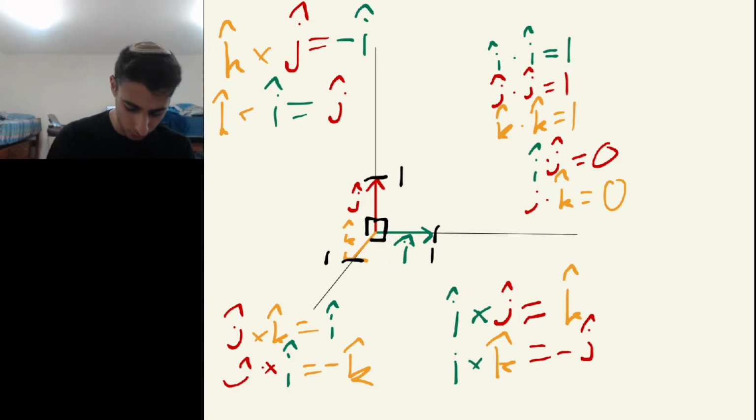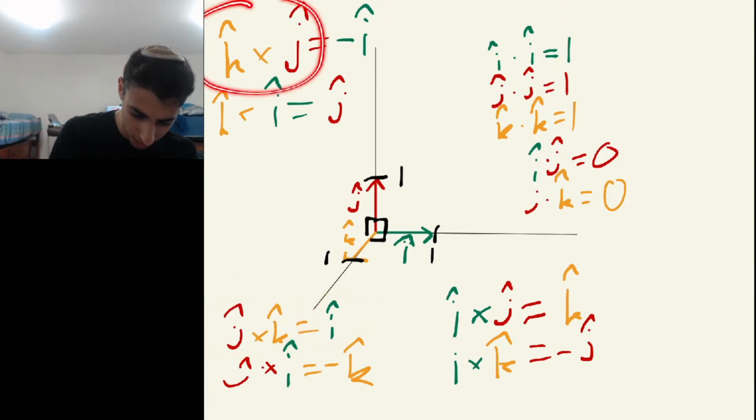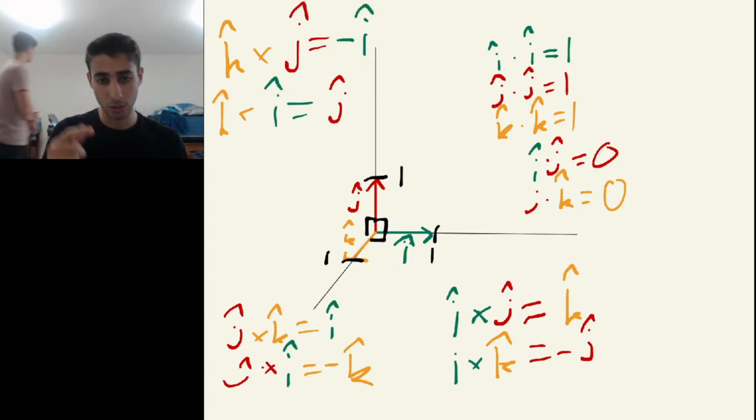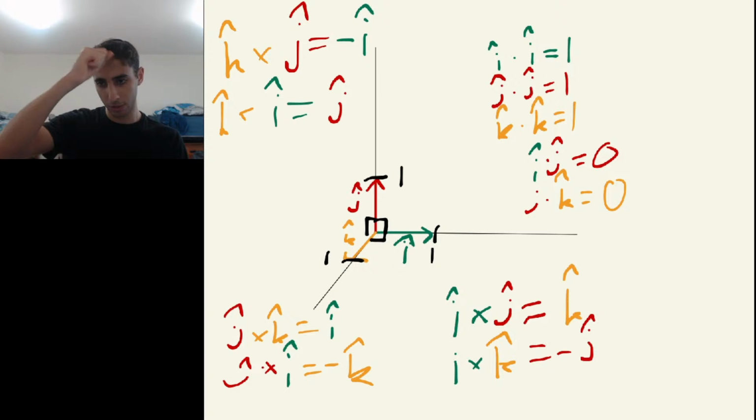So first of all, over here we have j cross k equals i. And over here we have k cross j equals negative i. So you see that a cross b equals negative b cross a.